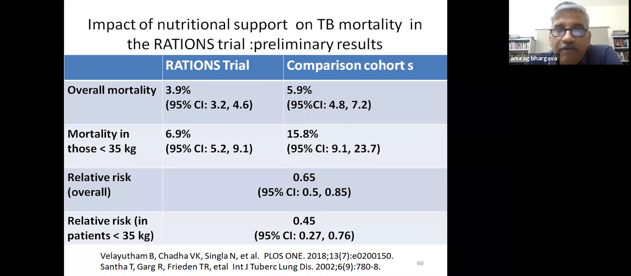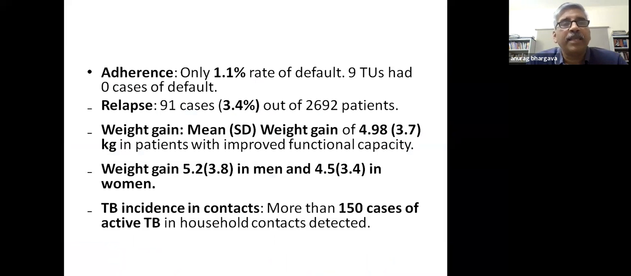If you translate these absolute reductions into number needed to treat, it gives very promising values, which are comparable to, for example, use of dexamethasone in hospitalized patients with COVID infection. The other outcomes that we found were definitely low rates of default. We have been keeping a close eye on relapse, and till now there has been a relapse rate of 3.4%. The national figures are around 10% within 2 years, but we have not completed follow-up in all. And we have detected more than 150 cases of active TB in the household contacts.